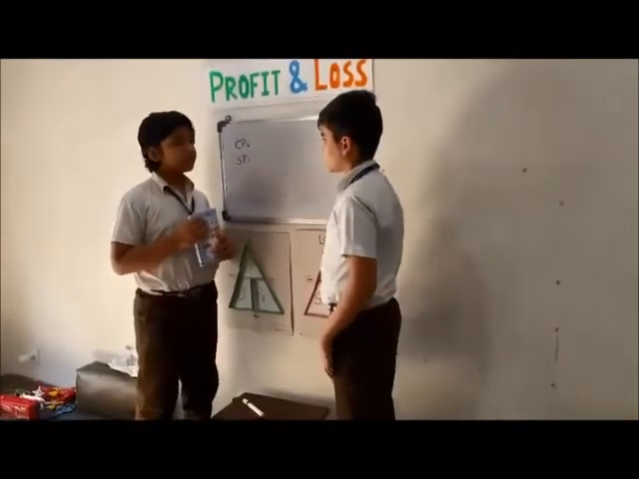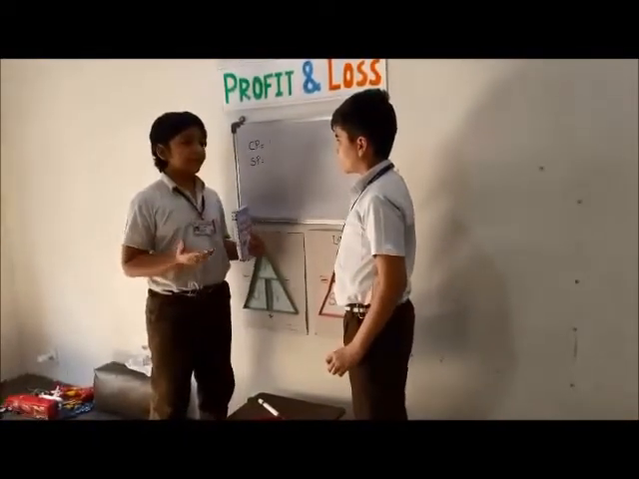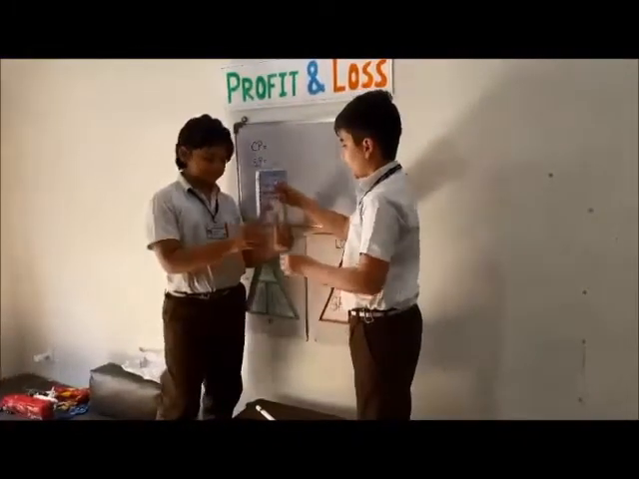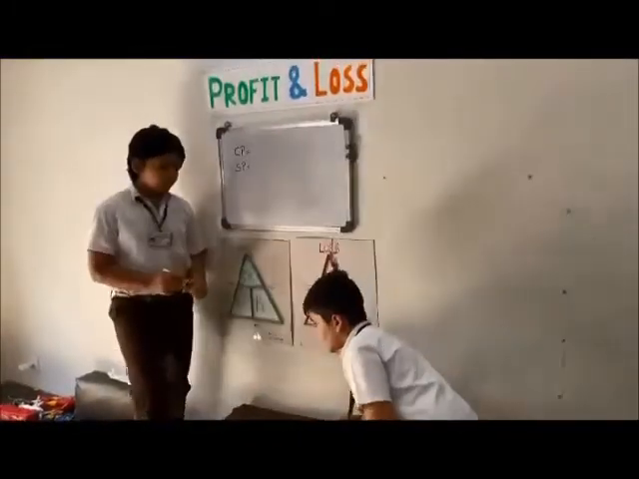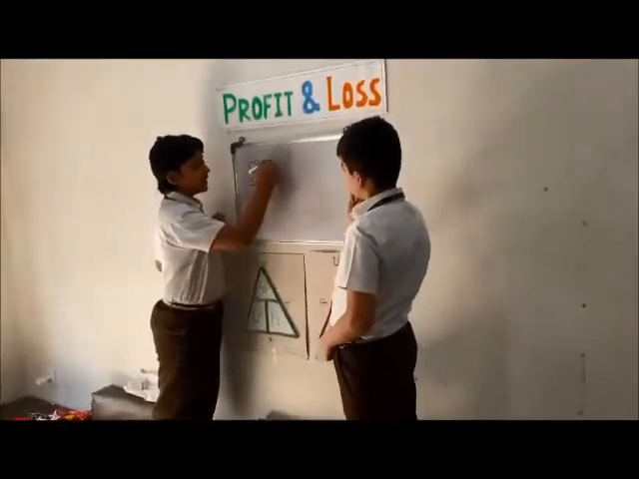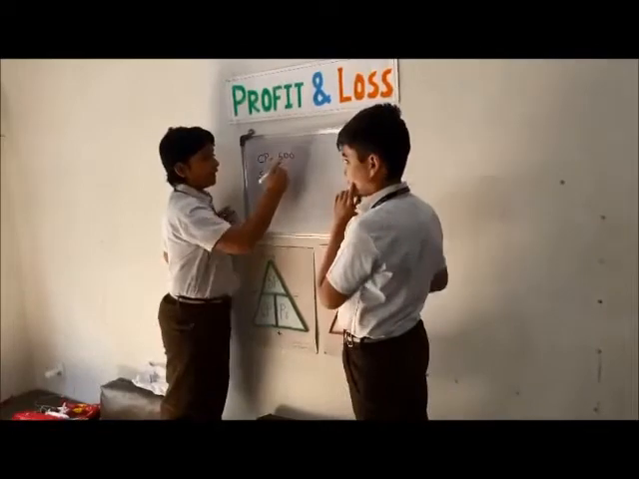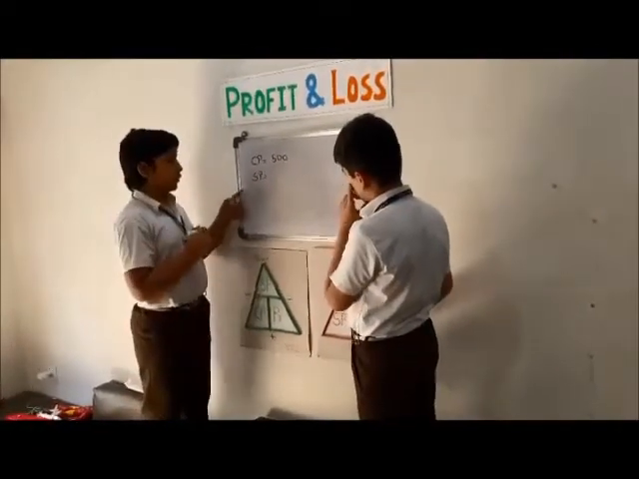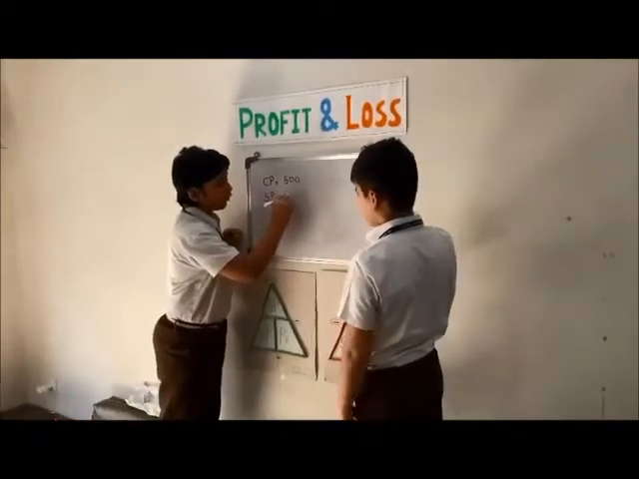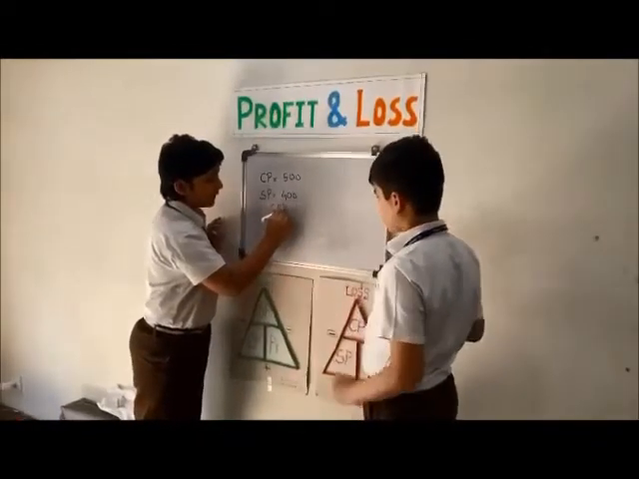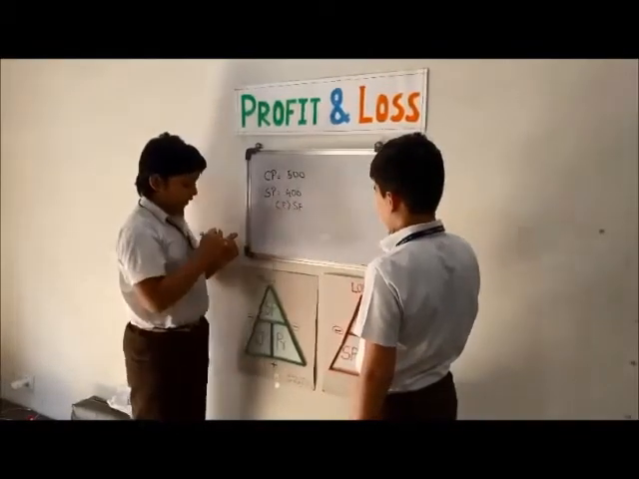The price of this book is rupees 500 and I can sell it to you for 400. Okay, great. Thank you. So I bought the book for rupees 500, so my CP is rupees 500. And I sell the book for rupees 400, so my SP is rupees 400. So my CP is greater than my SP, so I got a loss.